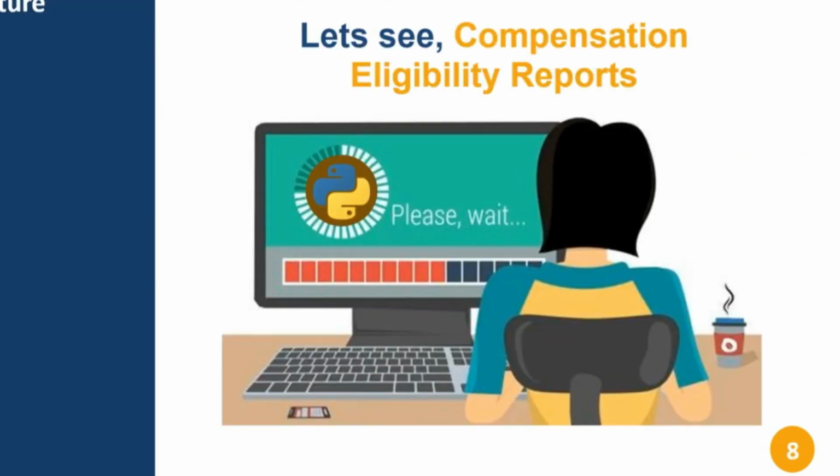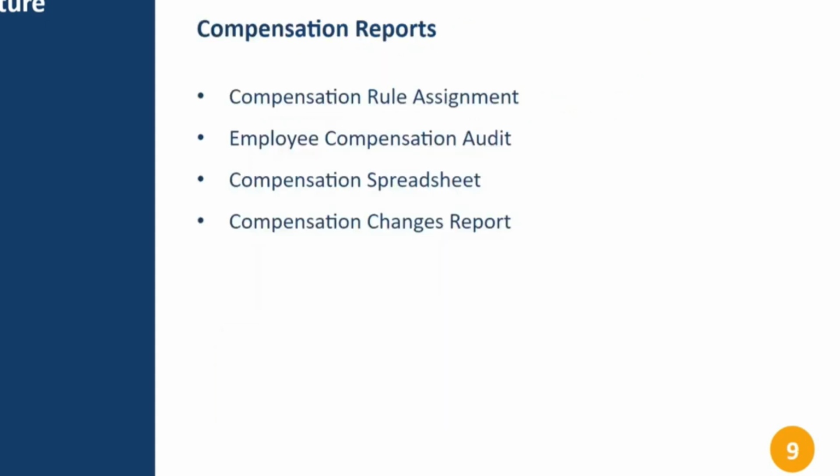Next up is compensation eligibility reports. There are several key compensation reports. Compensation rule assignment shows compensation plans assigned to workers. Employee compensation audit summarizes each worker's compensation. Compensation spreadsheet exports compensation data. Compensation changes report tracks modifications to compensation.